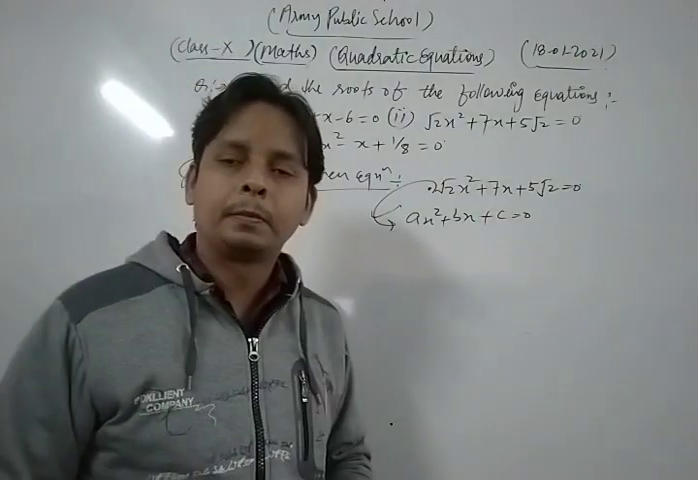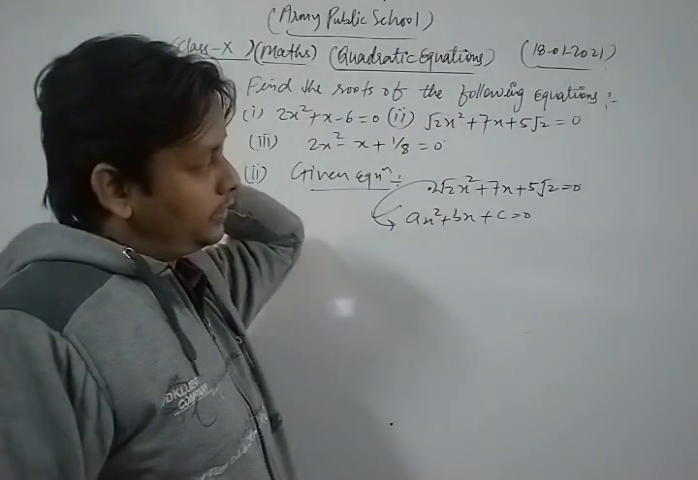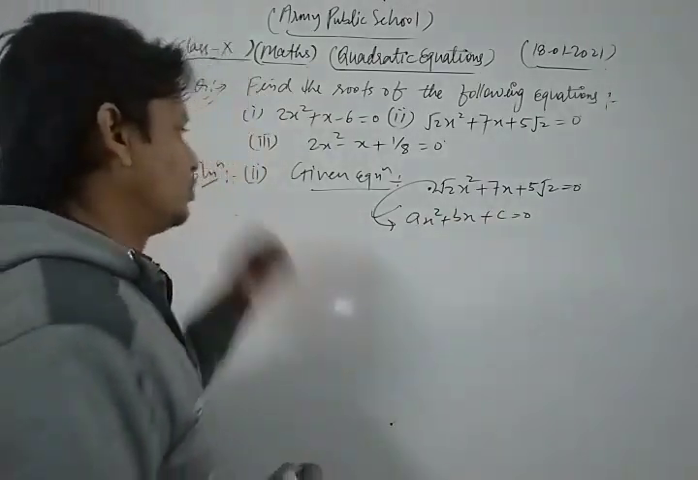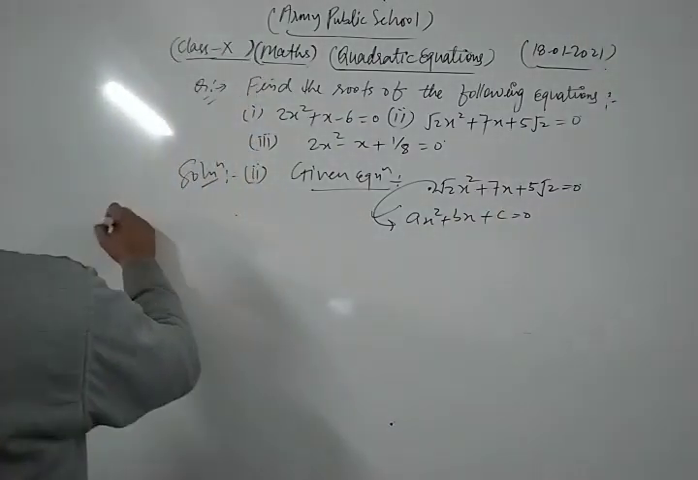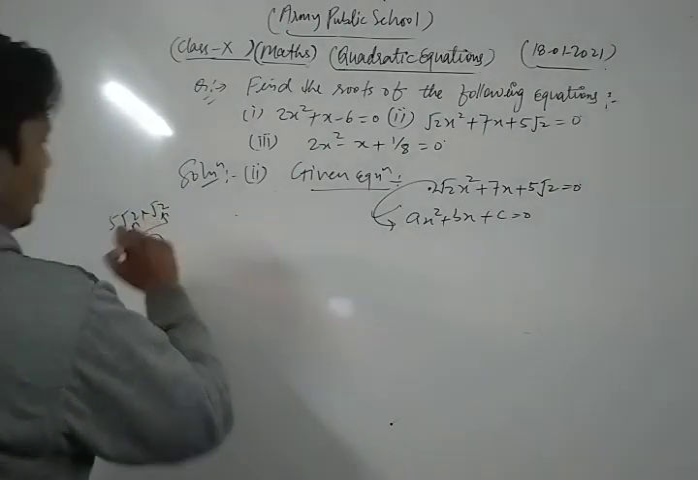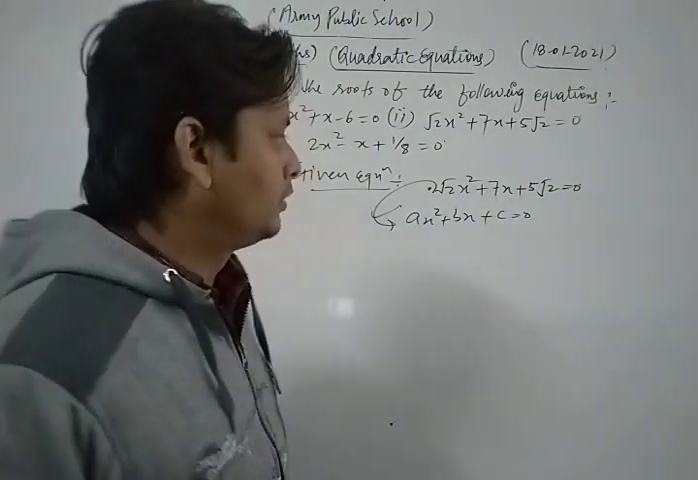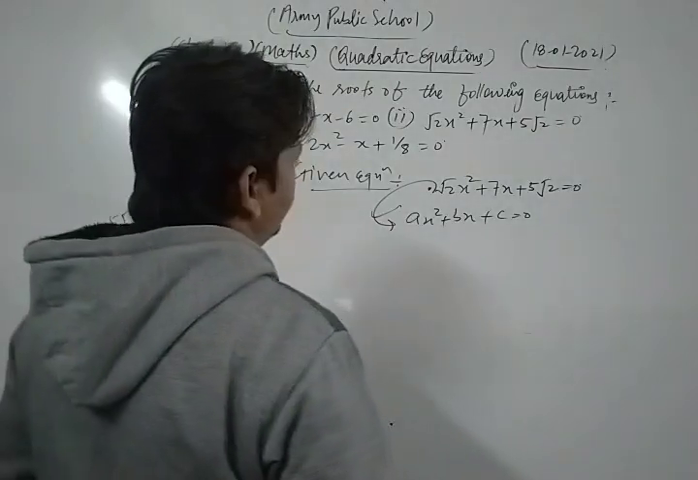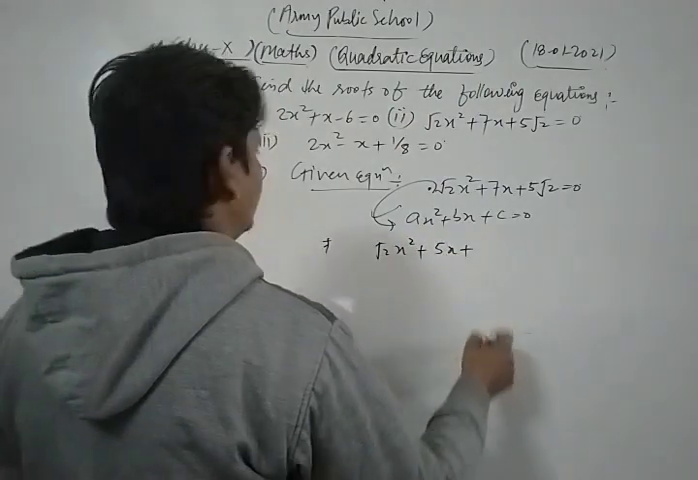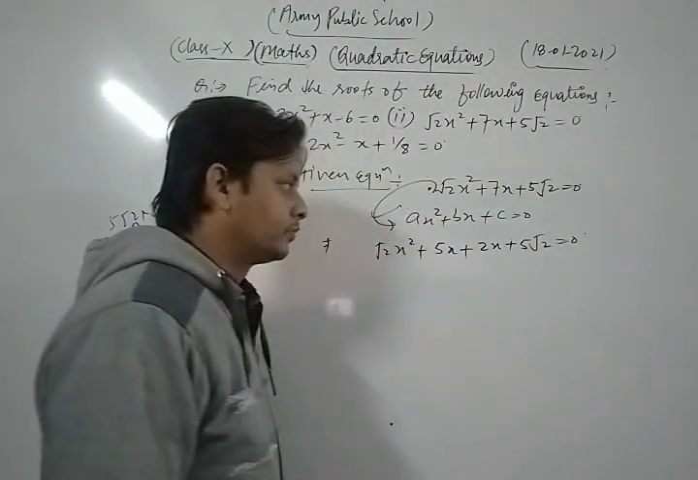Now what is the process to solve that type of question? We multiply the last term by the coefficient of x². So 5√2 times √2, that is 5 times 2, so 5 twos are 10. Now we split the middle term so that the sum or difference of the two terms is 7x and their product is 10. So we get 5 and 2. Now we write √2x² + 5x + 2x + 5√2 = 0.